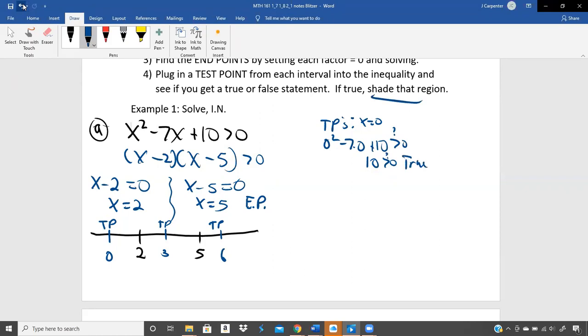If it's true, we shade that region that point was included in. So for the 0, we're not just going to shade to the left of 0. This is wrong. Just shading to the left of 0 is wrong, because that's the test point. It's that black number I have up here, 2, that was the endpoint. So we shade up to the 2, and we'll put an arrow going left forever.